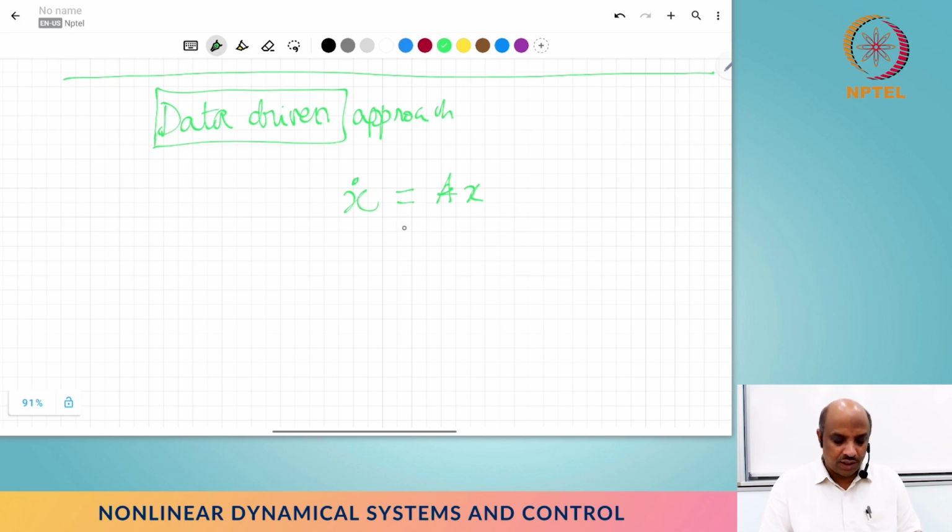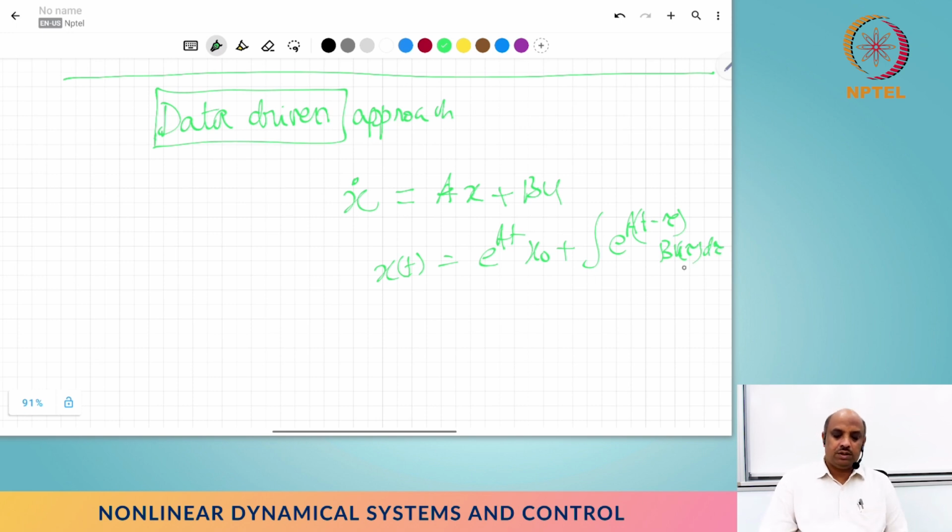So we know that the solution to this is e raised to A t times x0, plus the integral of e raised to A(t minus tau) B u of tau d tau, or something like that, right? So we know this. For certain constant u's and things like that, we can write this very carefully, and in discrete time, this becomes a bunch of products, powers of A and things like that. So if you want to go from one particular x0 to another one, we can figure out what u should be. That is the standard control approach.